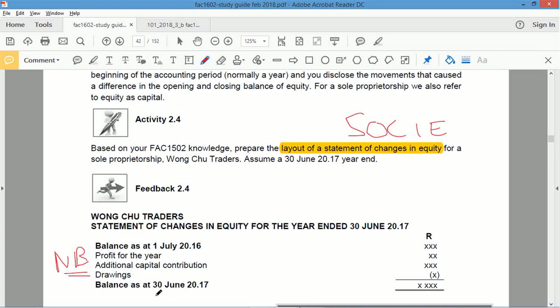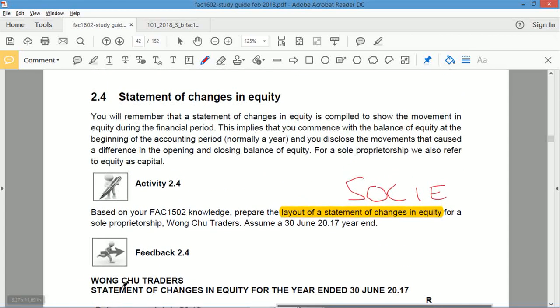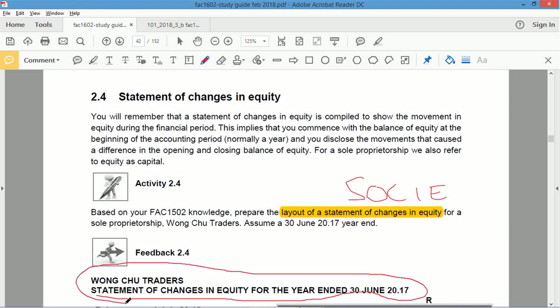Heading: statement of changes in equity. You don't have to write the date, you can just write statement of changes in equity. It'll obviously be for whatever date the question gives you. But I want to know, what does this look like in terms of layout and format?